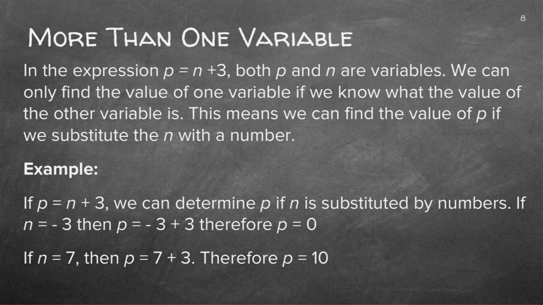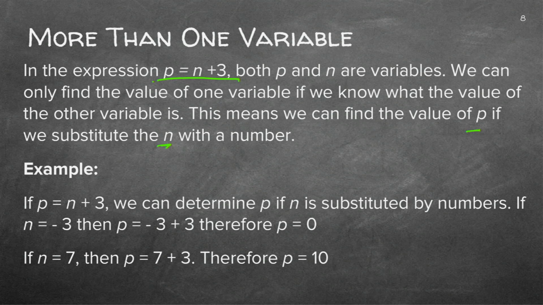Right. So what then if there's more than one variable? In the expression, for example, p equals n plus 3, now we've got two variables, p and n. They are both variables. But we can only find the value of one variable if we know what the value of the other variable is, right? So they must give us the value of the one variable. This means we can find the value of p if we substitute n with a number in that little formula.